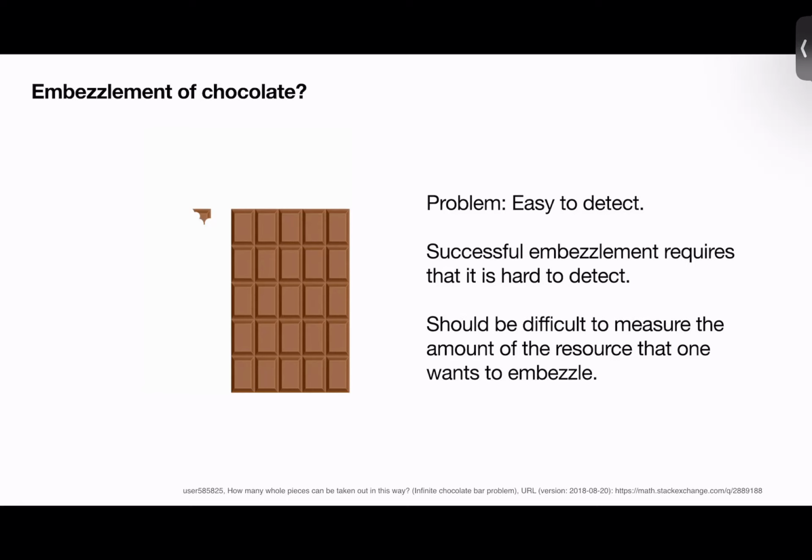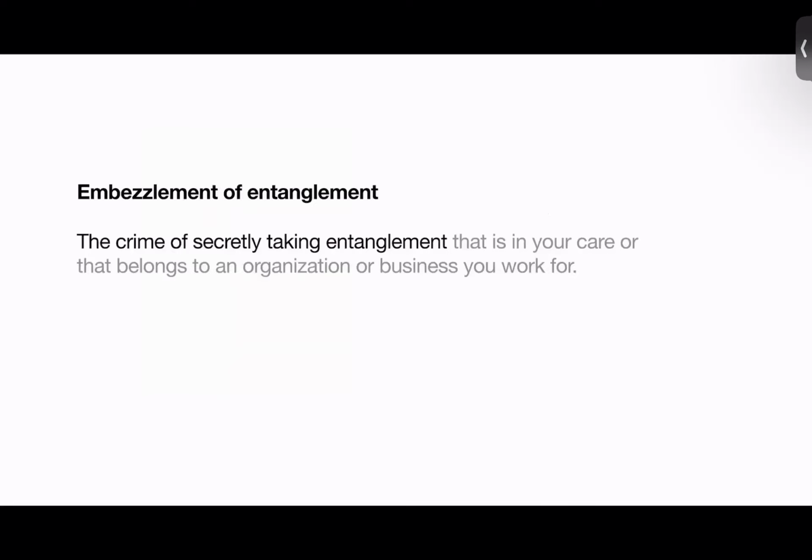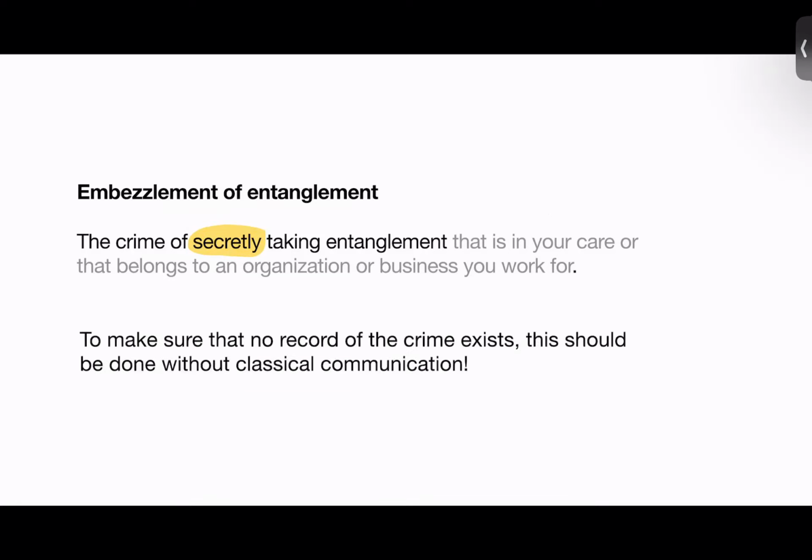Okay, so now let's finally go to entanglement. Embezzlement of entanglement would be, of course, the crime of secretly taking entanglement. And secret here is very important, I would argue. If you want to do this secretly, then you better make sure that no record of your crime exists. So in our typical example of LOCC, what this means is that Alice and Bob should not use classical communication because then an eavesdropper could copy that information and publish it in the New York Times or something.